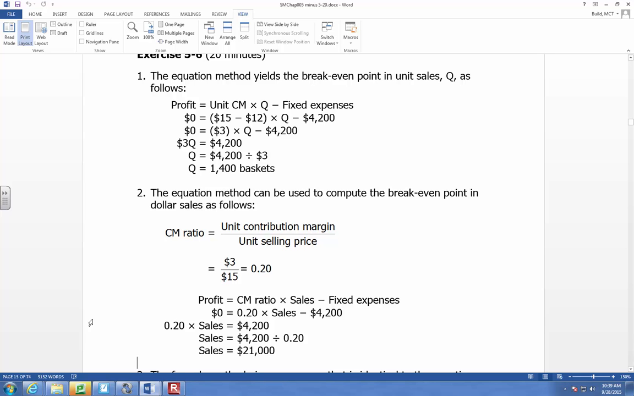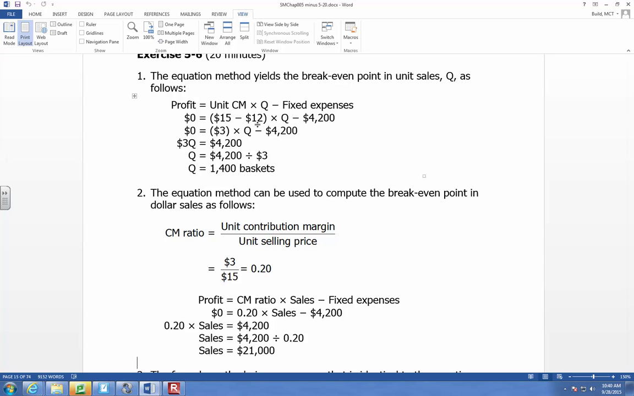Okay, E5-6, tons of good luck. Don't forget your little sticky note, practice saying their name all the way over. E5-6 is computing break-even. Morrow Products distributes a single product, a woven basket whose selling price is $15 and whose variable is $12. Monthly fixed expenses is $4,200. They want us to use the equation method. That's just writing out the line, profit equals unit contribution margin times Q, meaning number of units, minus fixed expenses. Plug in all the numbers, solve for Q, it tells us 1,400 baskets.